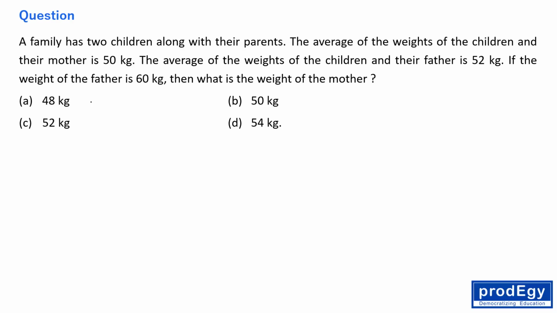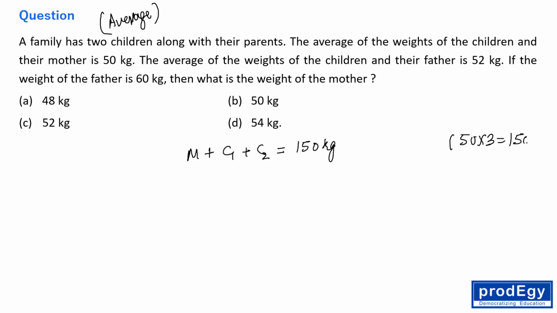Fine. So this question belongs to the topic average, basic numeracy actually, right? A family has 2 children along with their parents. The average of the weights of the children and their mother is 50 kg. So find mother plus 2 children. So C1 plus C2 plus mother is 50 into 3, which will be 150 kg, right? Actually the average of 3 persons is 50, then their sum will be 50 into 3. So that will be 150, right?